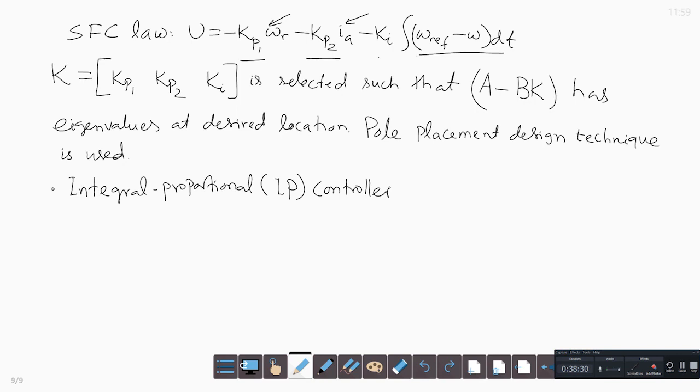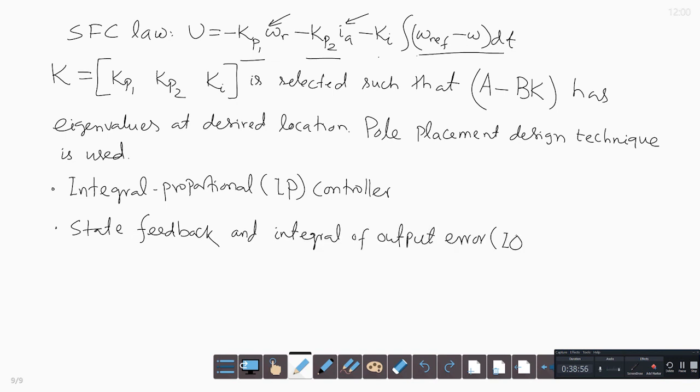Another term used for this control technique is state feedback and integral of output error, IOE control. So, this is the summary of state feedback control.